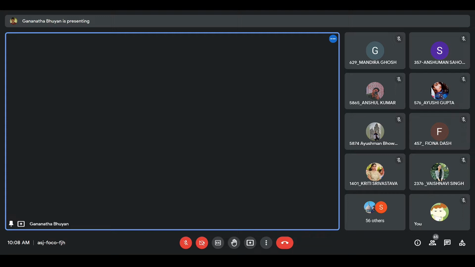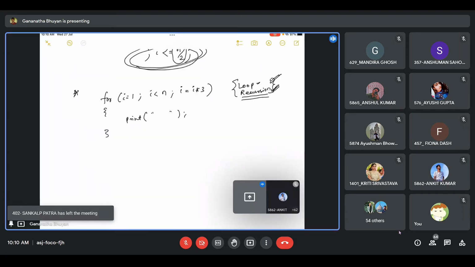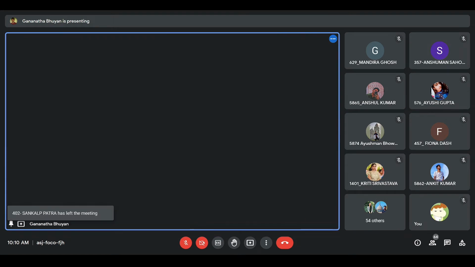So यहाँ पर इसका time complexity क्या होगा? Any ideas? Order of n. Anyone else? See, last time we discussed this kind of thing, right? But last time it was i = i * 2. See, i = i * 2.